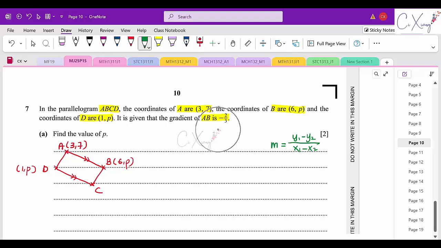And since they give us the value of the gradient of AB, I can use this formula to calculate the value of P. So to get the gradient of AB, let's have a look at A and B. What should we do here? You can take 7 minus P divided by 3 minus 6. And this value is the gradient of AB, which equals negative 2 over 3, given by the question.